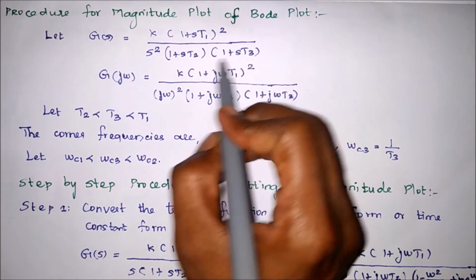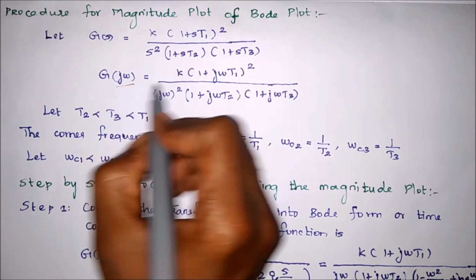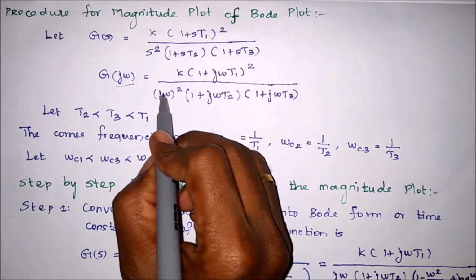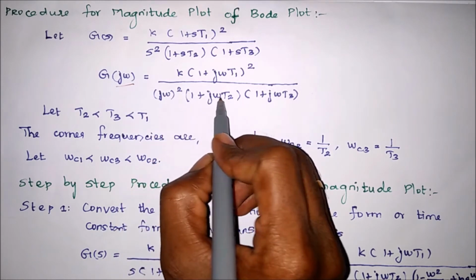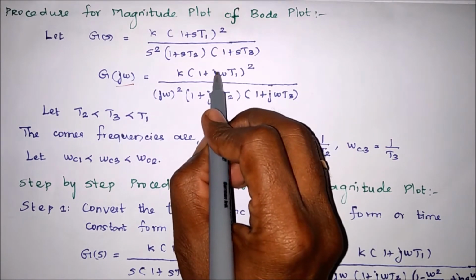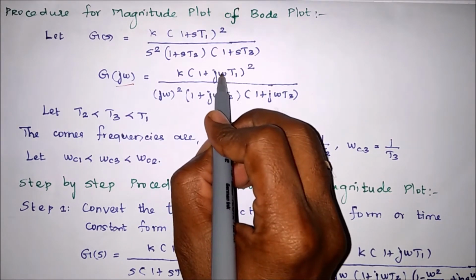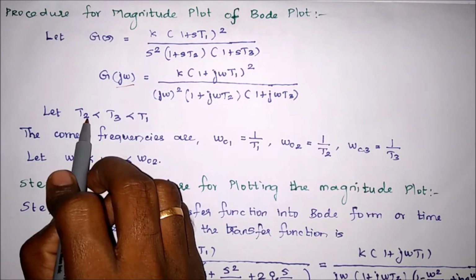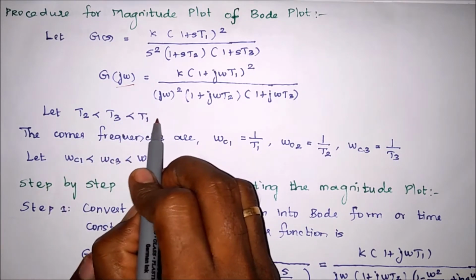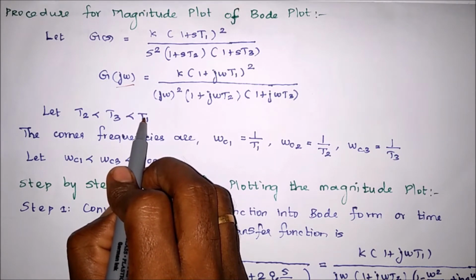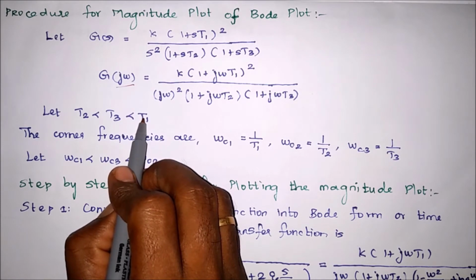Now we have to replace s by jω. So here, instead of s, jω; here s², (jω)²; here instead of s, jω. Then the coefficients of s are T1, T2 and T3. We have to select the corner frequencies. If T1 is greater, its frequency will be very low, so we have to write the corner frequencies in ascending order.